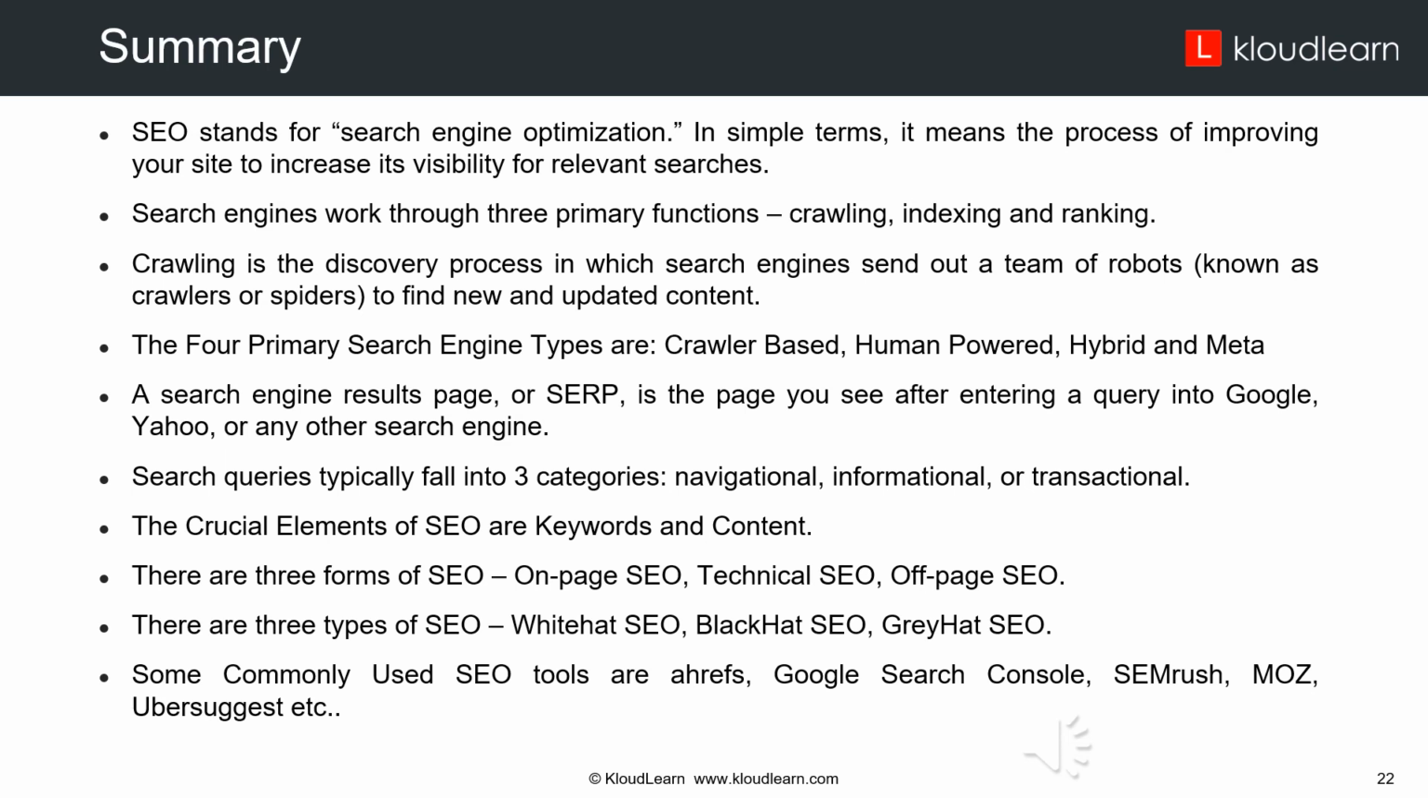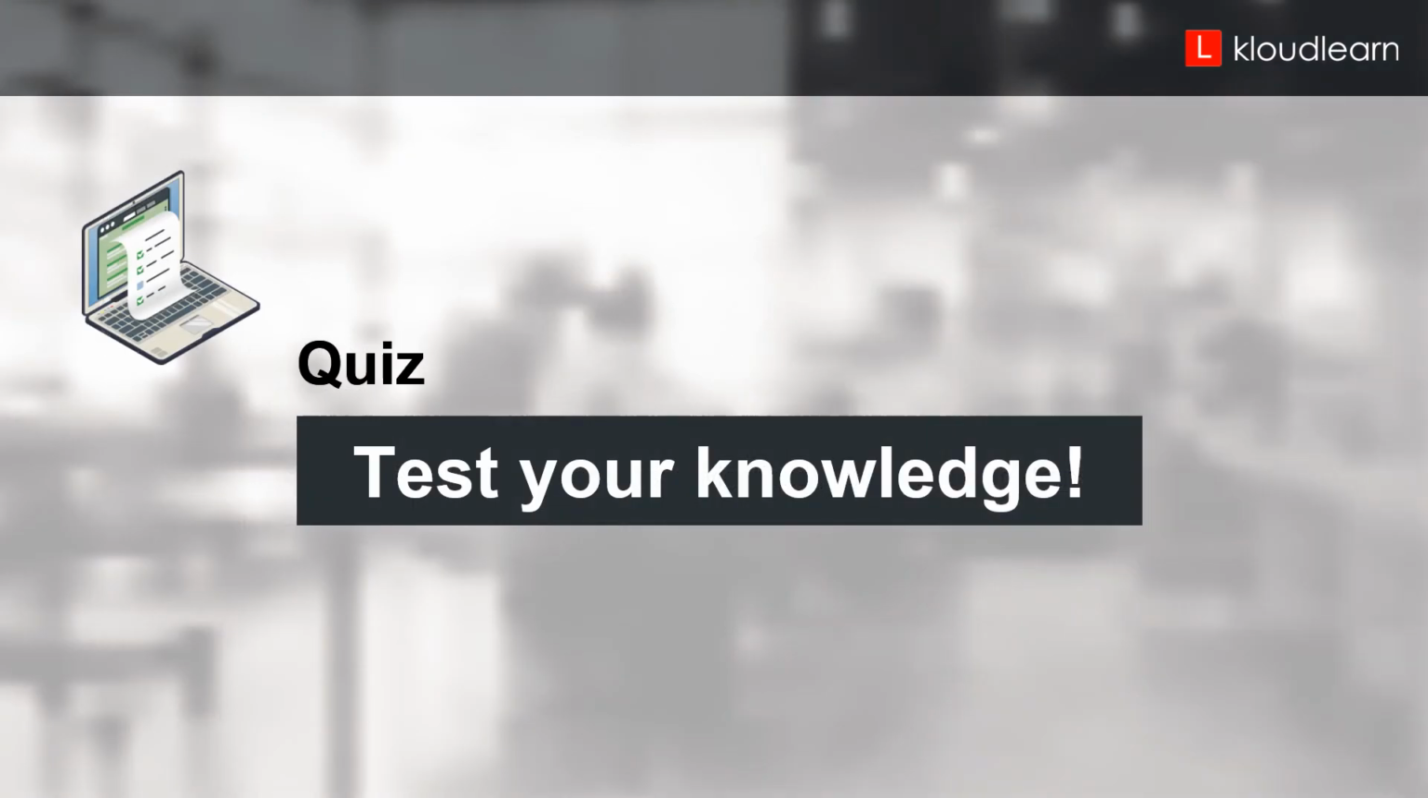The crucial elements of SEO are keywords and content. There are three forms of SEO: on-page SEO, technical SEO, off-page SEO. There are three types of SEO: white hat SEO, black hat SEO, grey hat SEO. Some commonly used tools for SEO are Ahrefs, Google Search Console, SEMrush, Moz, Ubersuggest, etc.